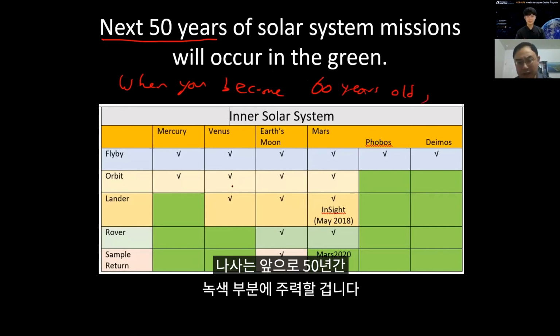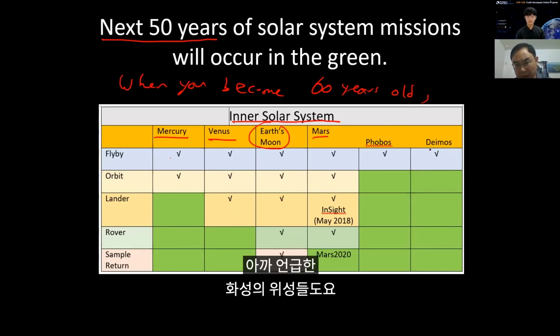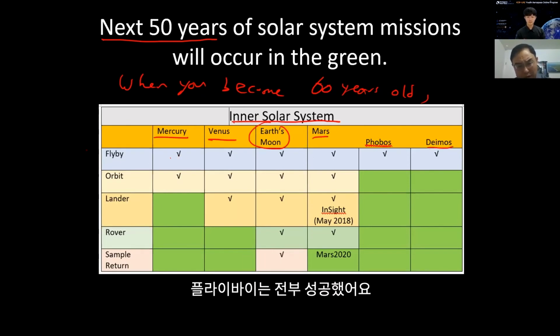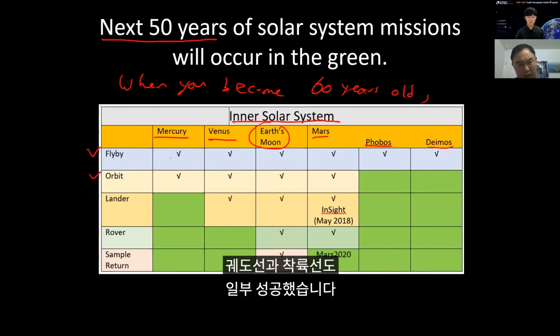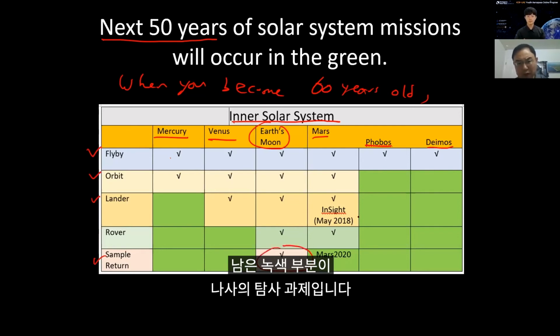What NASA is going to do in the next 50 years is focus on this green section. See, we are in our solar system: Mercury, Venus, Earth's moon, and Mars's moon here. Check mark means these are the ones we did. We actually did all the flyby, orbiter, lander. Sample return, the only place we did it was Earth, for NASA's case, moon missions. But these are the green sections we need to explore.